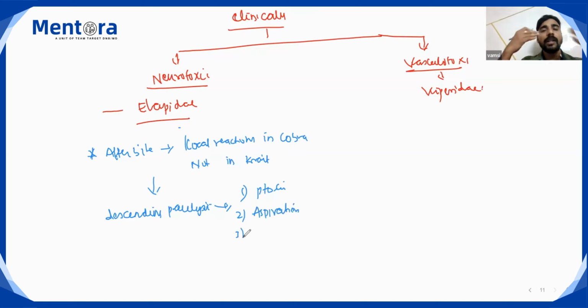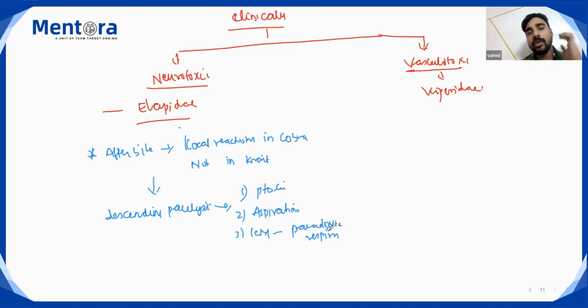Right? And third, descending paralysis. They will affect what are called the intercostal muscles. That's why they cause what is called paradoxical respiration. Finally, the diaphragm is also involved, and the patient will end up in respiratory failure and death. There is a descending paralysis. Right? So two important points.